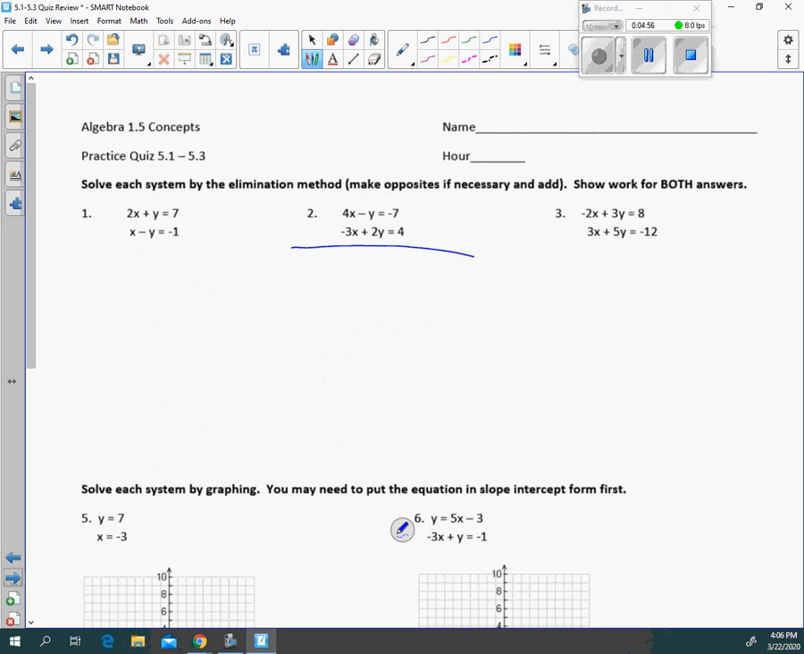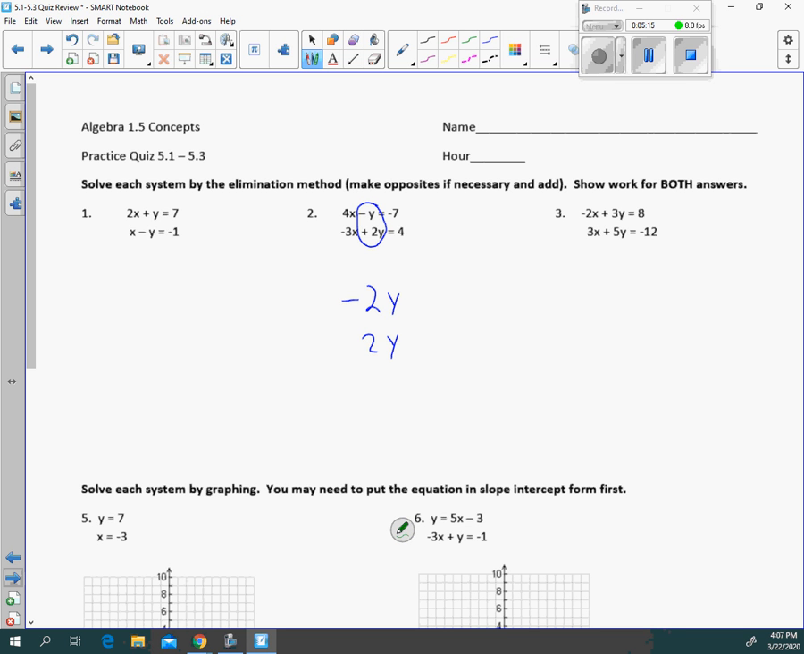Do you have opposites? No. You have 4 and 3, you have 2 and negative 1. Okay? So we need to make opposites. I think the easiest one's going to be that guy right there. If I can make the top one negative 2y and the bottom one 2y, then I'm good, right?